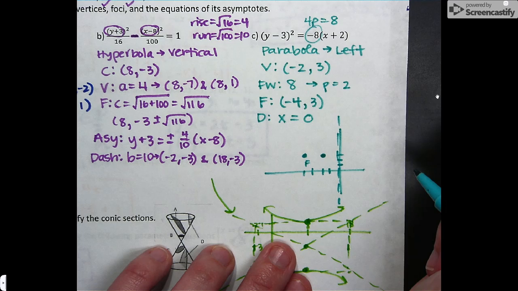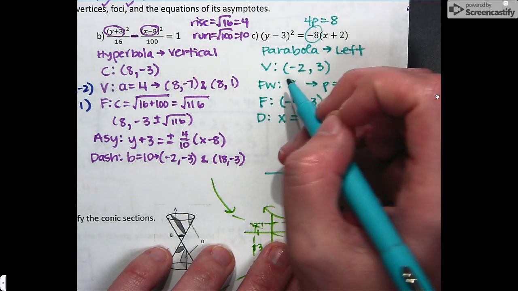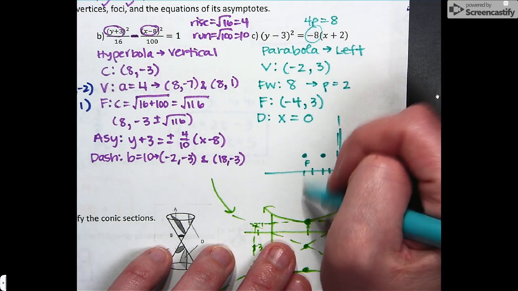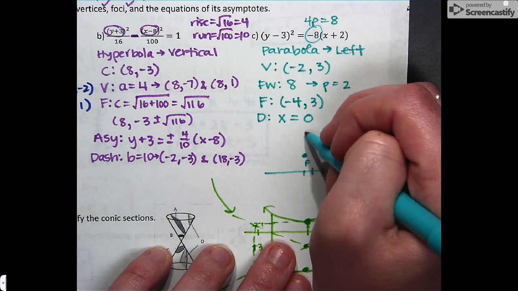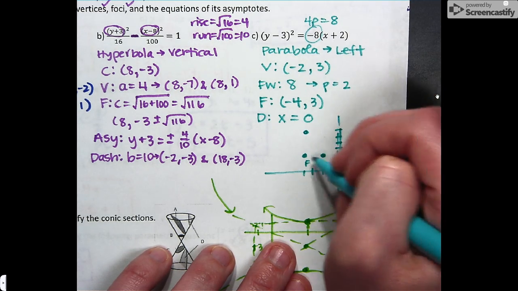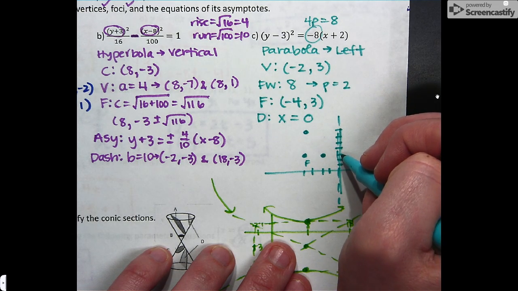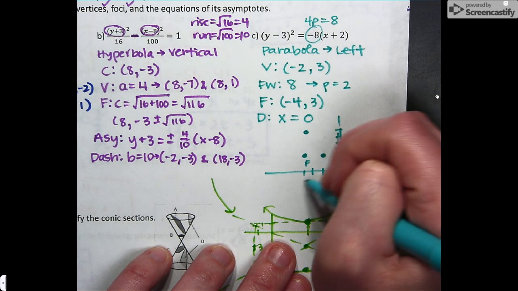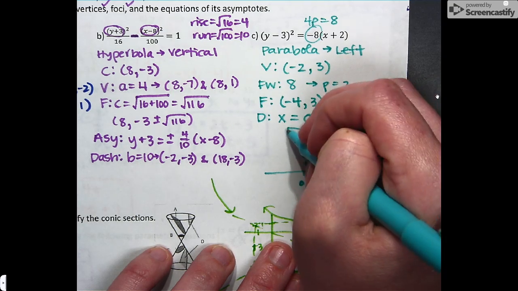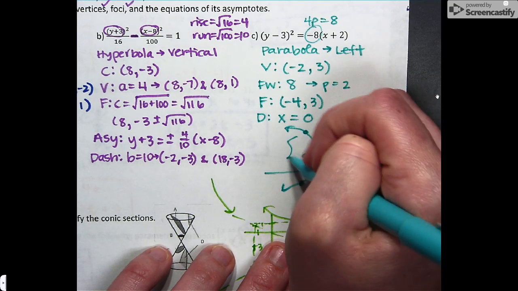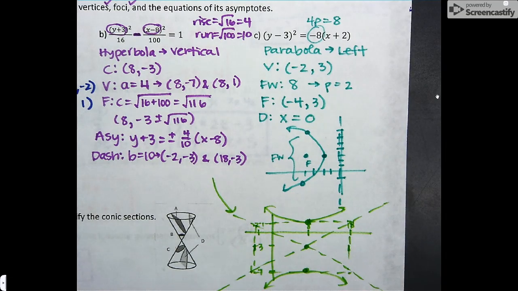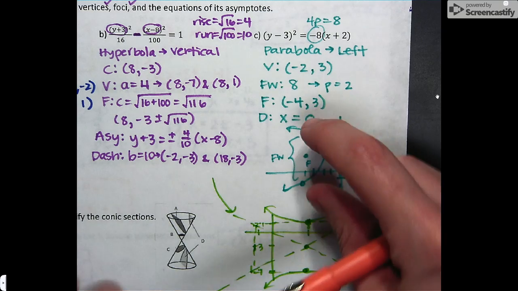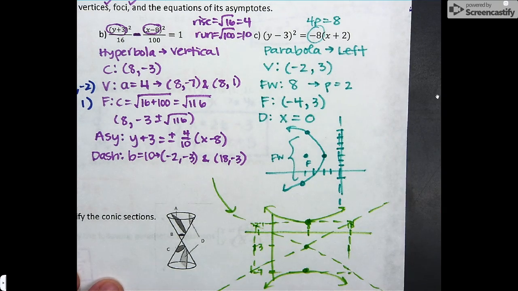And then we need to graph your focal width. The focal width is 8. So you have to have a total width of 8, which means I'm going to go 4 up from my focus and make a point. And I'm going to go 4 down. So that's 1, 2, 3, 4 down from my focus to get a total focal width of 8. So 4 up and 4 down. So don't forget to graph those 2 points. That is definitely worth points on your test tomorrow.